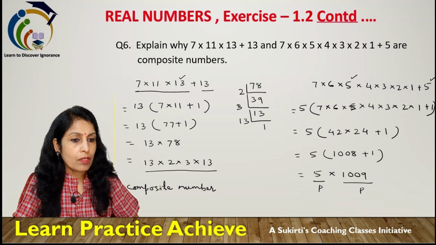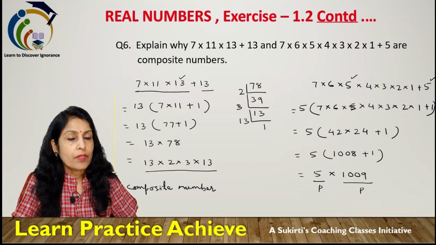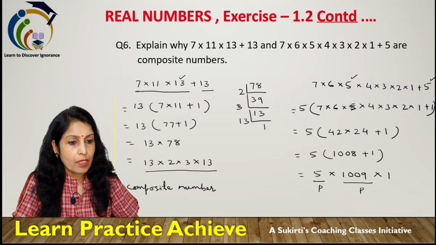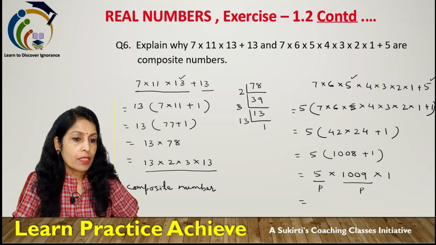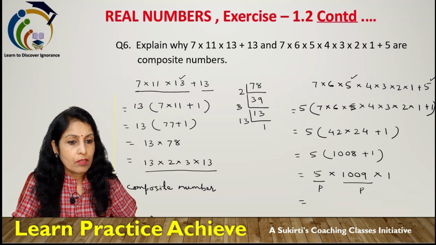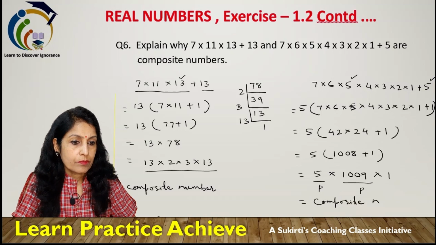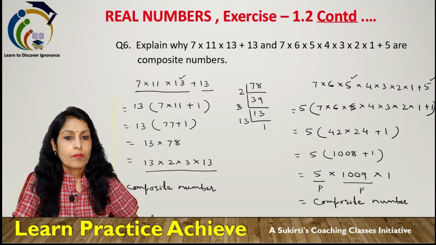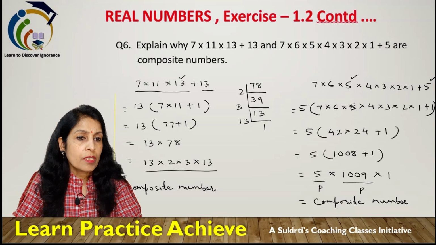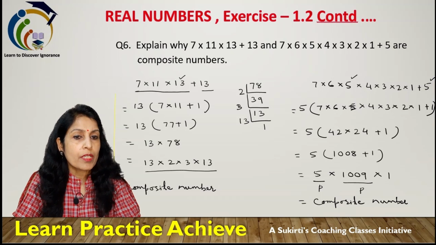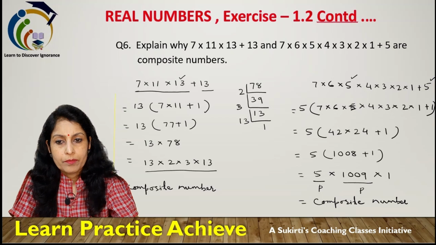Okay, so we can't find out more factors for 5 or 1009, but 5 has another factor, that is 1, and also 1009 has another factor 1, so we can write multiply 1. So in this question, if you see this, it has 3 factors, 5, 1009 and 1, so it is again a composite number. So that is why 7 into 11 into 13 plus 13 and 7 into 6 into 5 into 4 into 3 into 2 into 1 plus 5 are both composite numbers.